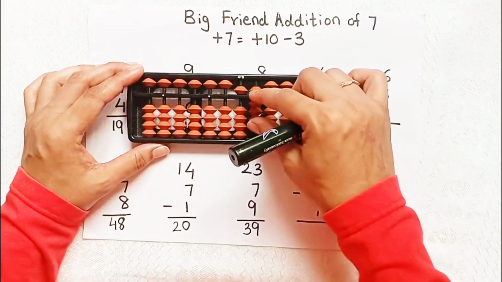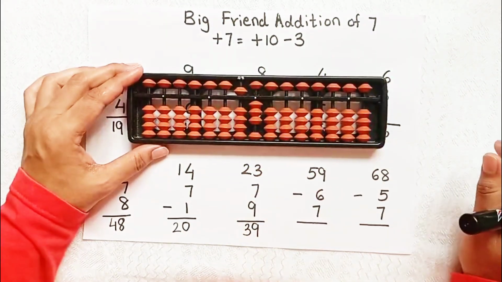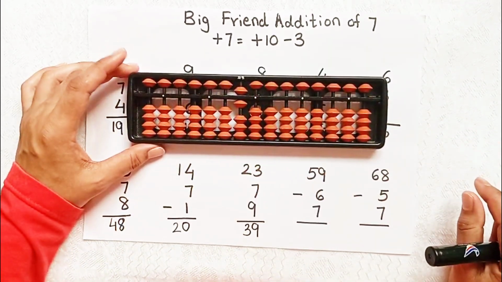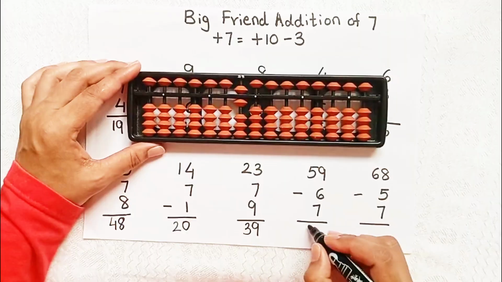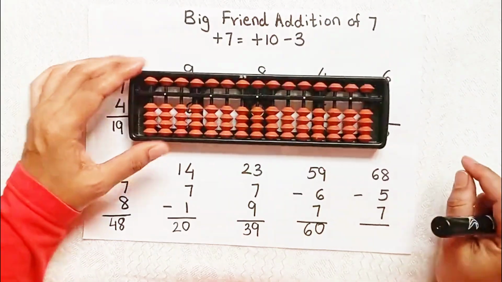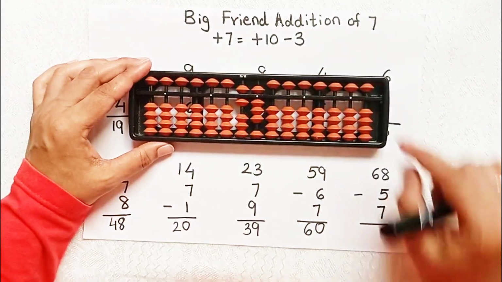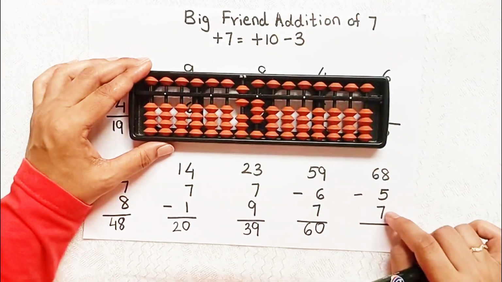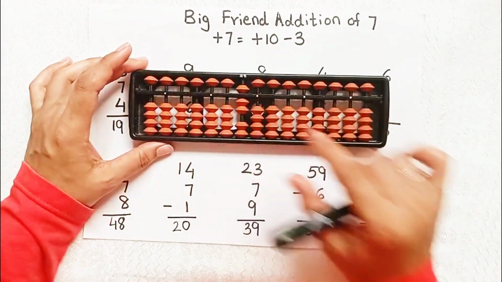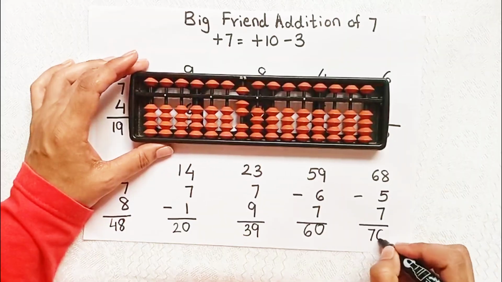Next one. 59 less 6. Add 7. Again we cannot do directly. So add 10 less 3. So my answer is 60. The last one. 68 less 5. Add 7. Add 10 less 3. My answer is 70.